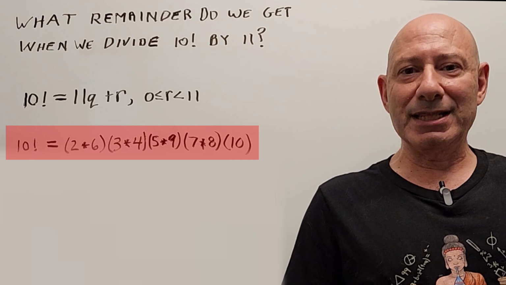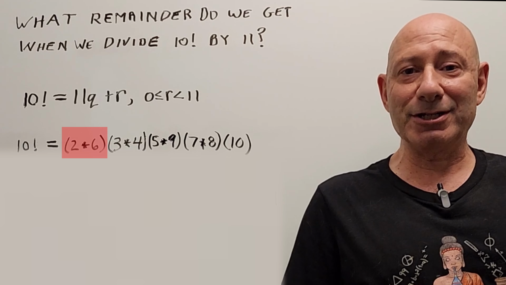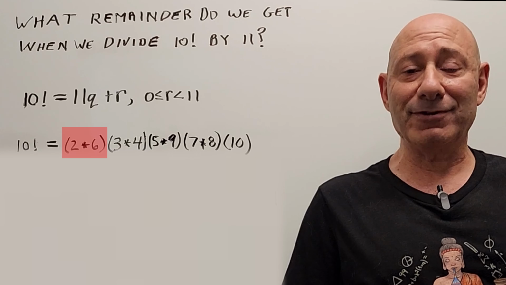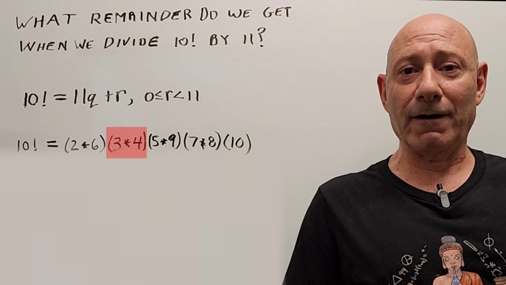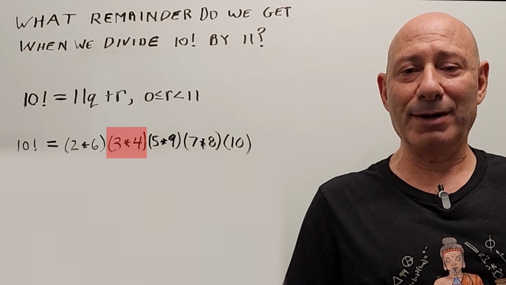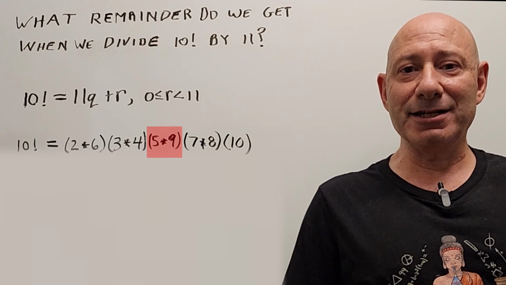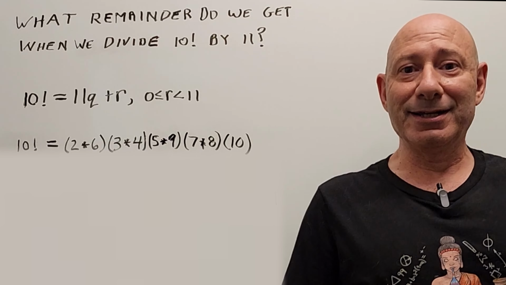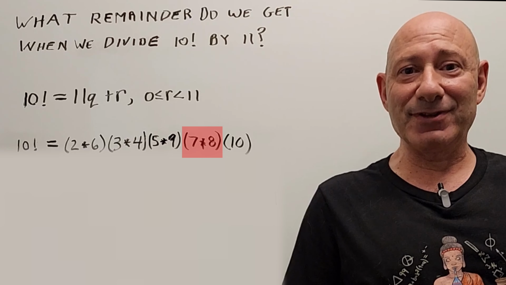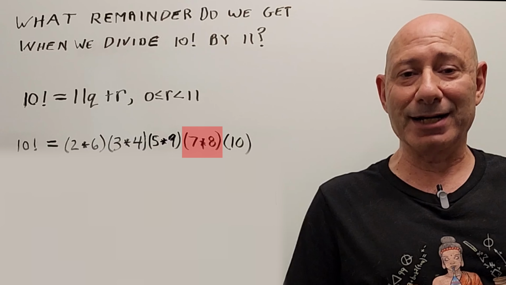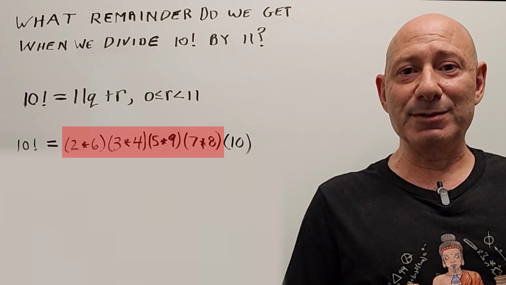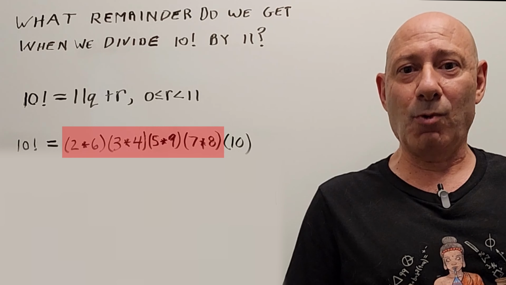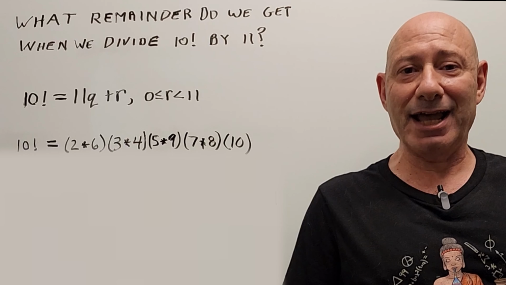And why am I grouping these particular numbers together? Well, 2 times 6 is 12. It's 11 plus 1. It's congruent to 1 mod 11. Same thing with 3 times 4. It's 12. It's congruent to 1 mod 11. 5 times 9 is 45. It's 44 plus 1. It's congruent to 1 mod 11. 7 times 8 is 56. It's 55 plus 1. It's congruent to 1 mod 11. So every one of these products can be replaced with a 1. It's going to stay congruent mod 11.